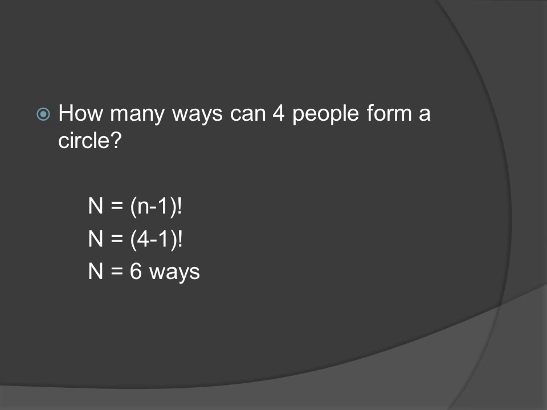Here is another example. How many ways can 4 people form a circle? In this example, we will use the first formula of circular permutation, the first case. The formula is n equals the quantity n minus 1, factorial. So n equals 4 minus 1, factorial, and the answer is 6 ways.